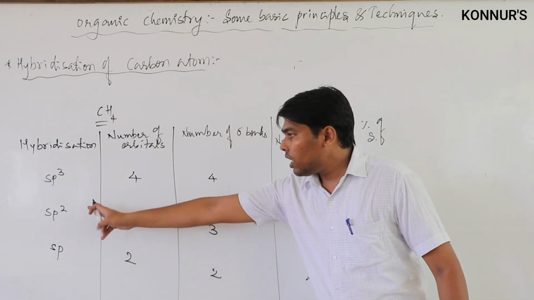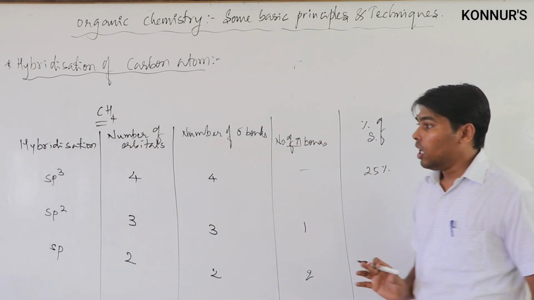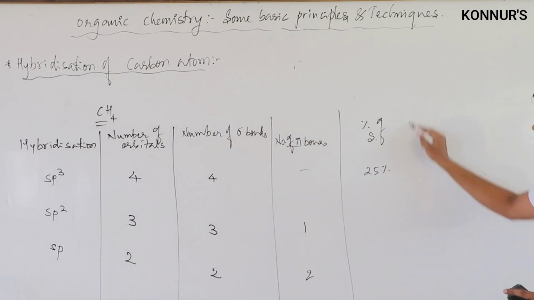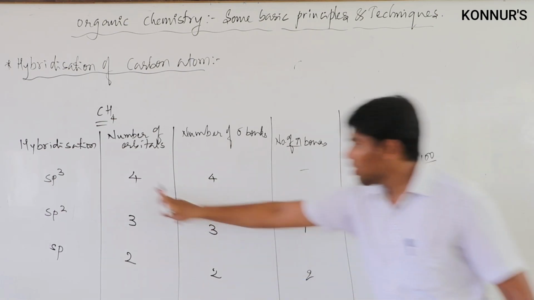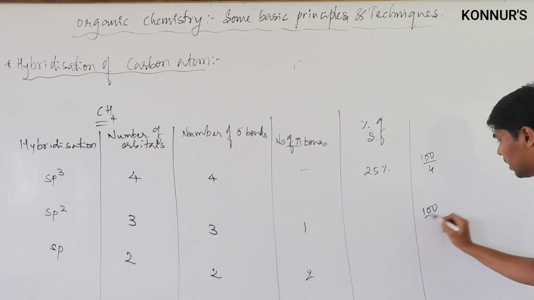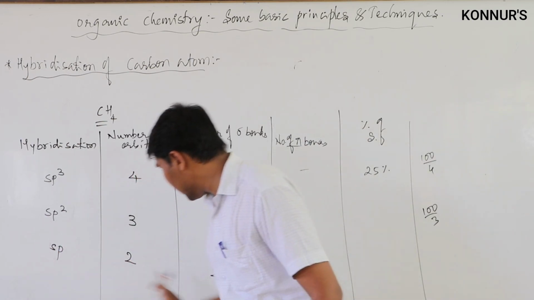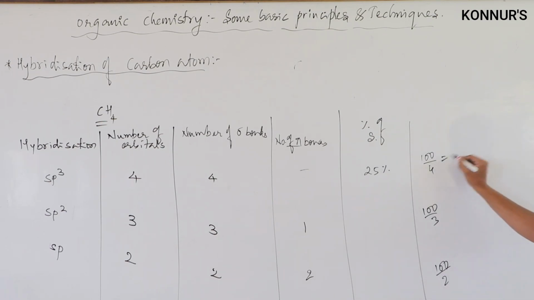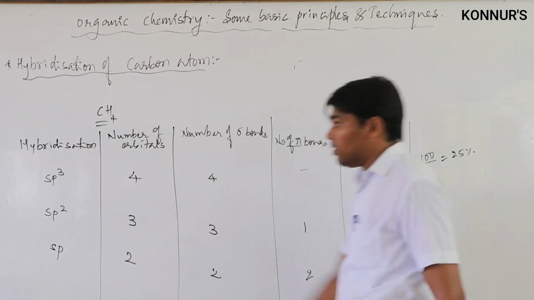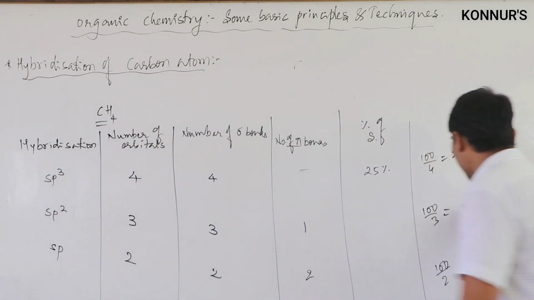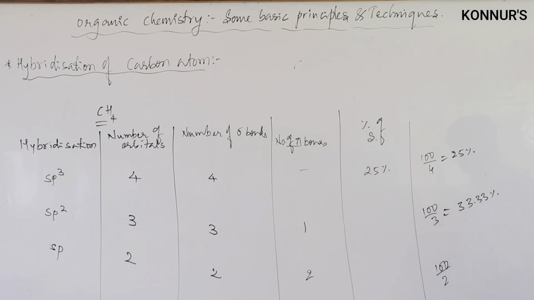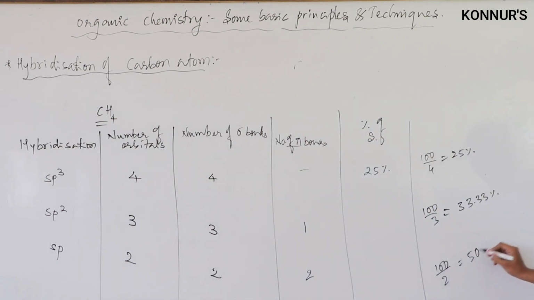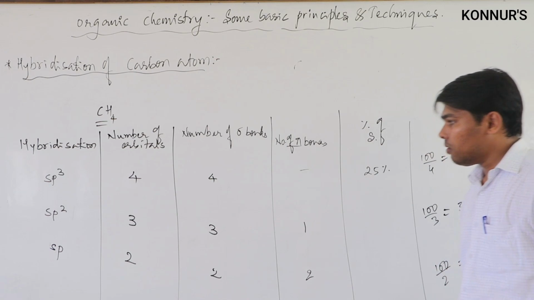And for the percentage of S in sp2 hybridization, there are 3 orbitals, so 100 divided by 3. Here it is 100 divided by 4, here 100 divided by 3. In sp there are 2 orbitals, 100 divided by 2. So here 25% for each orbital, as 4 orbitals are there. Here it is 33.33% for each orbital. Here it will come to 50%. Each orbital will get 50-50 percentage.